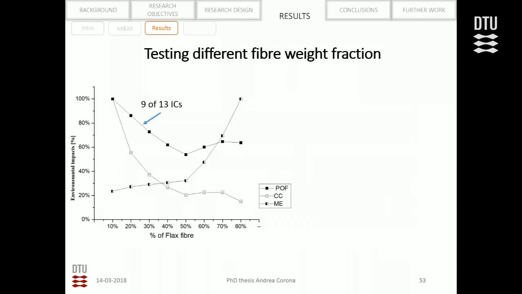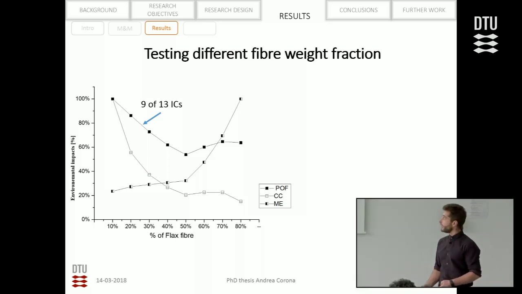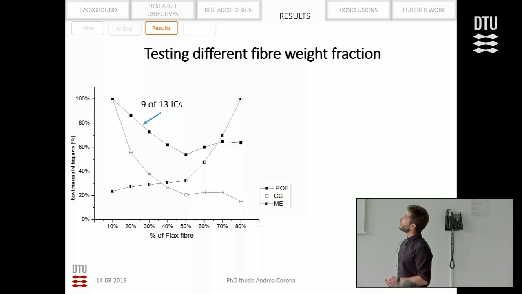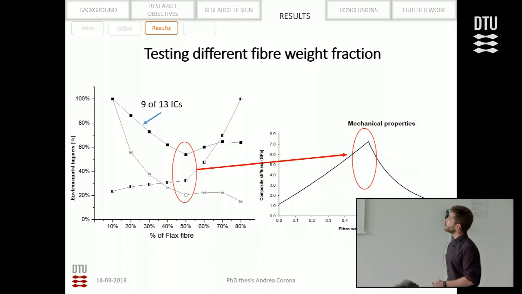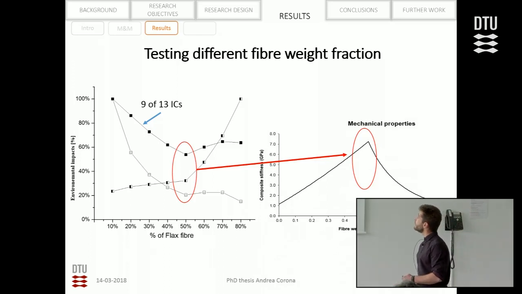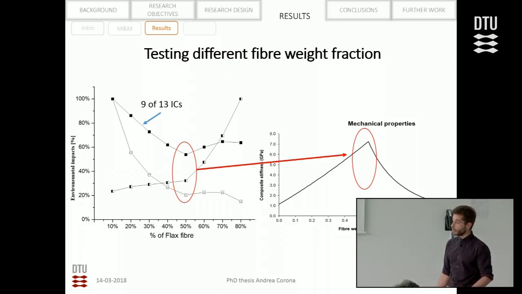The second point that we investigated is the effect of the micromechanical properties, so how much bio-based fiber is in the composite. In this graph, we can see that we calculated the environmental impact for composites with different fiber weight fractions. In this case, we can see that most of the environmental impact categories, 9 out of 13, follow an inverted bell curve with a minimum. And this is also in line with the mechanical properties, because the minimum is also where we have the highest mechanical properties available.